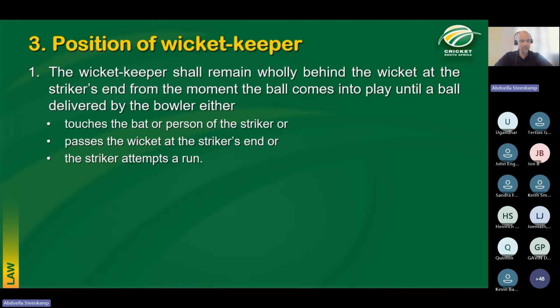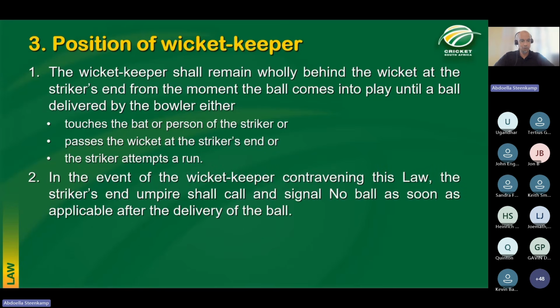So what happens if a keeper does come in front of the stumps and it's not one of these 3 bullet points? The umpire needs to intervene by calling and signaling no ball. The keeper needs to stay behind the stumps at all times, except for these 3 bullet points. Let's look at the video. The video will just emphasize the law that I've just covered, and you can visually see what the law is trying to say. Let's look at the video.